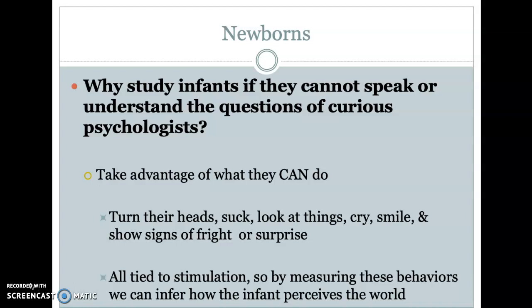So if they do that Moro reflex where they get startled, we know they can hear things. If they do the Babinski reflex, we know their nervous system is functioning properly. If they can do the rooting reflex with their mouth, we know that their digestive system is functioning properly and they know when they're hungry and that they want to eat. All of these things help us to know what they can do by determining what reflexes are present.